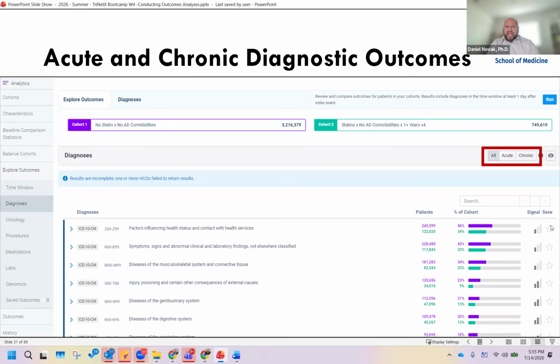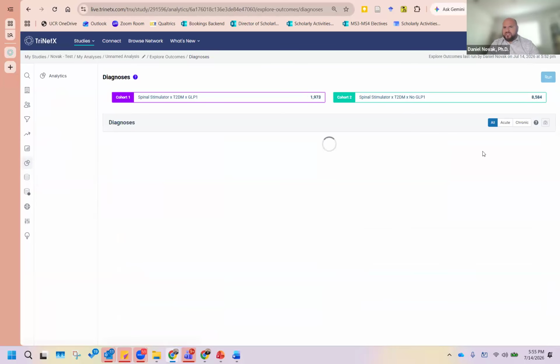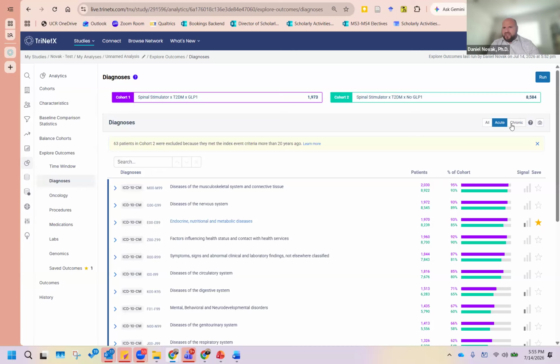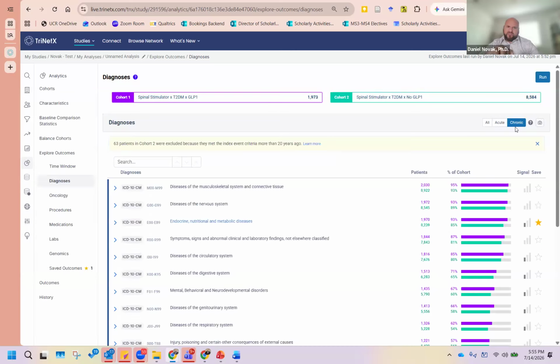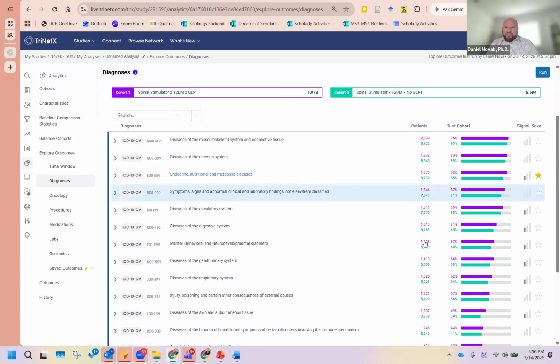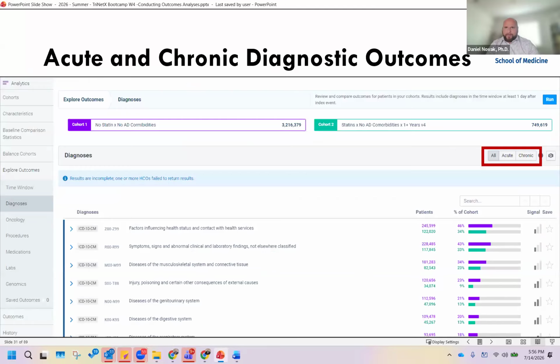Also, by the way, you can categorize your outcomes in your explore outcomes function. For diagnoses, you can categorize these by, or limit them rather, by acute or chronic conditions as well. So if you know you want to just weed out a lot of acute conditions here and stay focused on a small series of chronic diseases, that can be really helpful. And you can also hit this little screenshot button here to get yourself a copy of this table and paste it into your notes so you can review it later on.